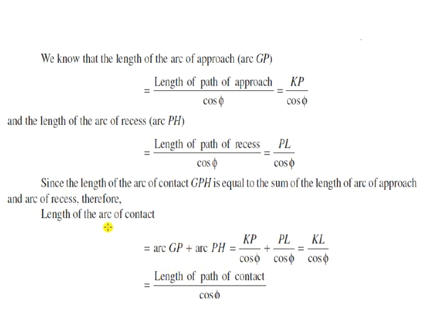So the total length of arc of contact will be the summation of arc GP, which is the arc of approach, and arc PH, which is the arc of recess. That equals KL by cos phi, like KP plus PL. The summation gives KL, and KL was our length of path of contact. So if you divide the length of path of contact by cos phi, you will get the length of arc of contact. This is the next concept after path of contact.